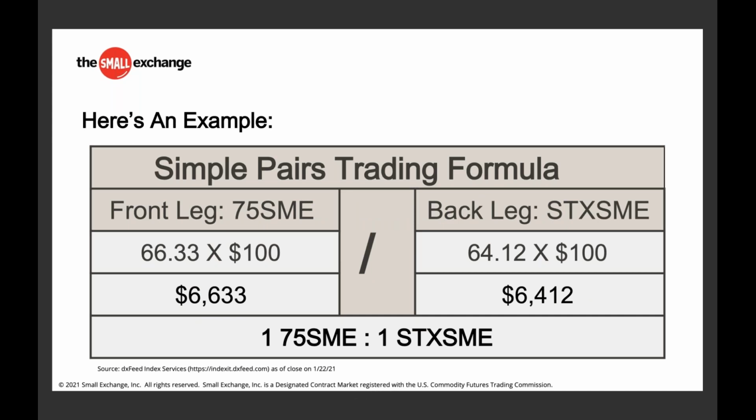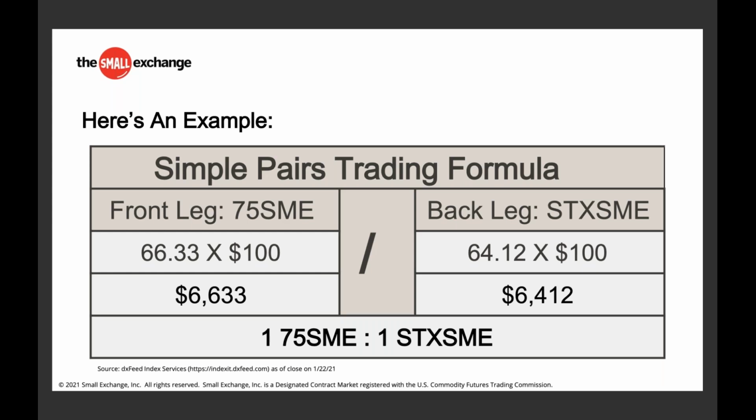Now, back on the 22nd of January, when I put this together, we had prices for 75 SME of about 66 bucks, STX about 64 bucks. All small exchange futures have the same multiplier, which is $100. And you can see here that that helps you arrive at pretty much a 1-to-1 ratio. Now, sticklers out there might say, hey, there's $200 worth of difference. And I would contend, as someone who has pairs traded a lot, that $200 is not that big of a difference, especially when you're talking about product sizes that are in the thousands here.